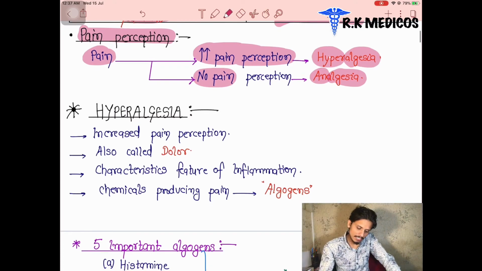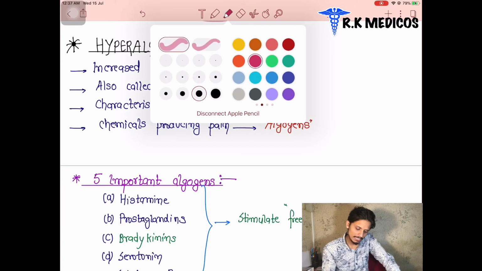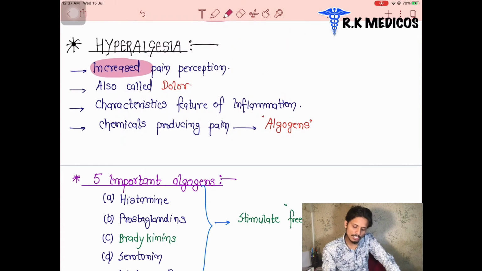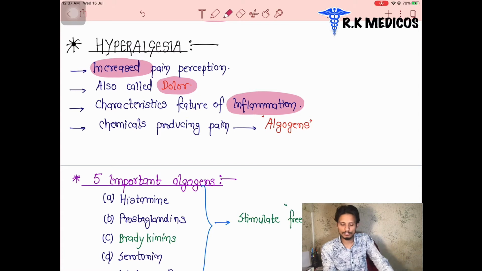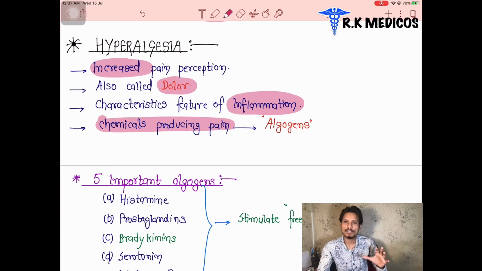Now, what is meant by hyperalgesia? It is the high perception of pain, an increased pain perception. It is also called dolor. Dolor means pain, and it is a characteristic feature of inflammation. When a patient has inflammation, it leads to pain, as you know now. The chemicals producing the pain are called algogens. What are the chemicals in the patient's body which produce pain?